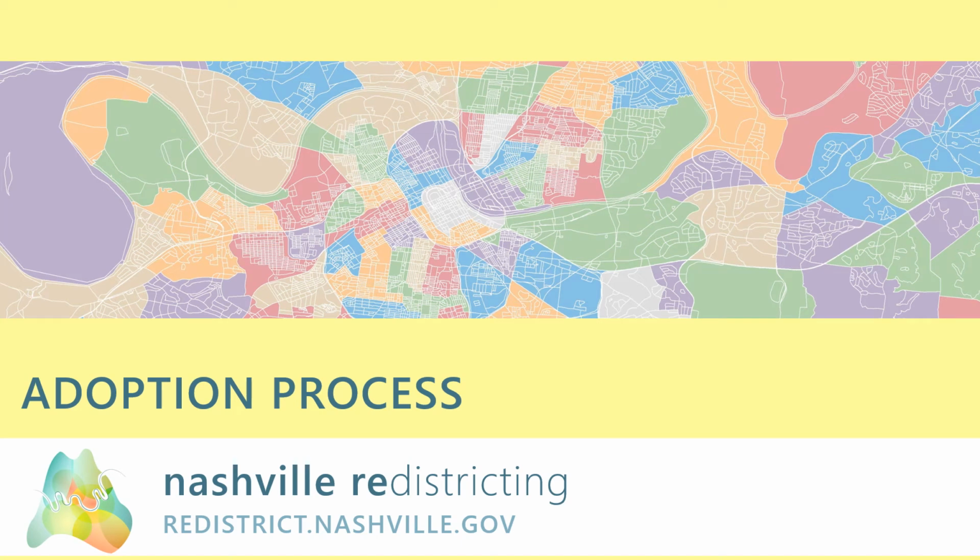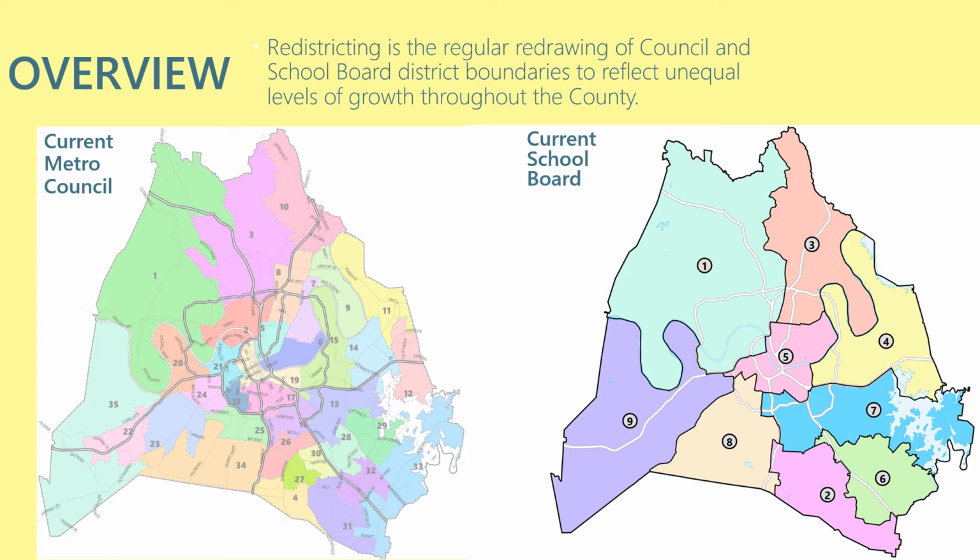I'm going to provide an overview of the adoption process for the local Nashville redistricting program. As a reminder, redistricting is the regular redrawing of council and school board district boundaries to reflect unequal levels of growth throughout the county. We have other videos that explain the context for local redistricting in Nashville, the process, as well as changes in the last council draft. If you haven't taken a look at those already, please do so. This video is very narrowly focused on the adoption process.